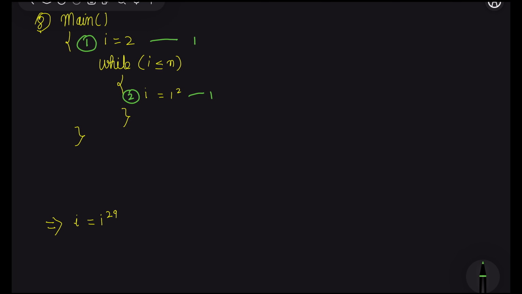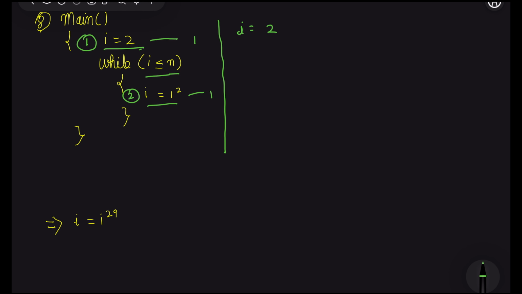So let's check how the while loop is working. The initial condition of the while loop is i equal to 2 and the termination condition is i should be smaller than or equal to n. If the value of i is greater than n, then the loop will terminate. Here the increment condition is i equal to i square, so every time it is making the square of i. Now let's see. We have the initial value of i equal to 2.